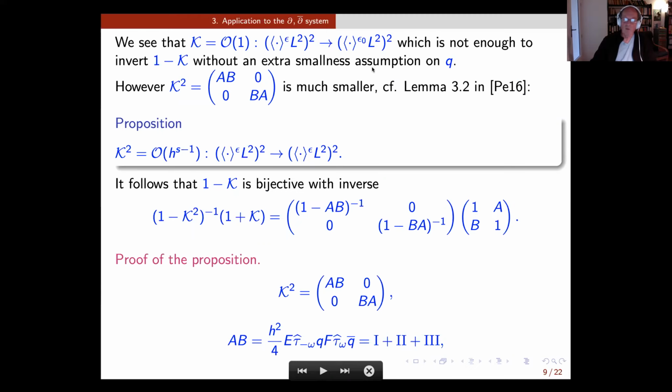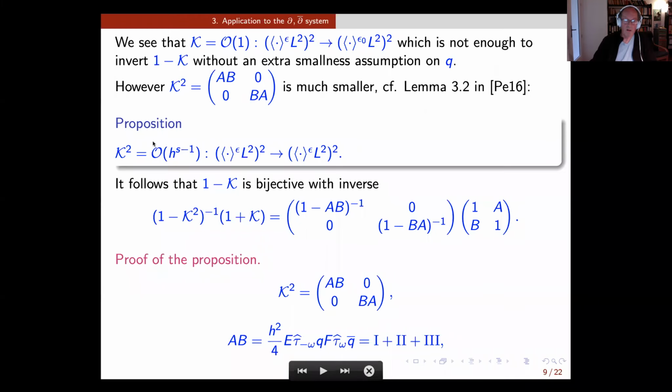But this is not enough to invert 1 minus K, unless we assume Q to be small. So the observation now is that if, instead of looking at K, I look at K squared, then this K squared takes this form, and this is actually of smaller norm. So I want to explain. The proposition now, and there is a similar result in Perry's paper.